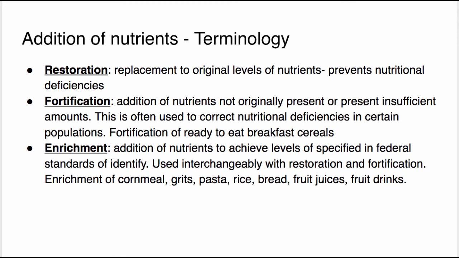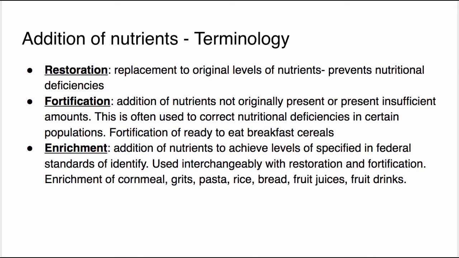There's a few different terms brought up as well, in particular during the discussion about milling. So 3 different terms representing the different ways we can supplement nutrients. Restoration means that during the loss of specific nutrients during processing, we restore the original levels by adding more nutrients to the food product. Fortification, though, allows us to add nutrients that weren't actually originally present. This can often be done with fortified, ready-to-eat breakfast cereals.